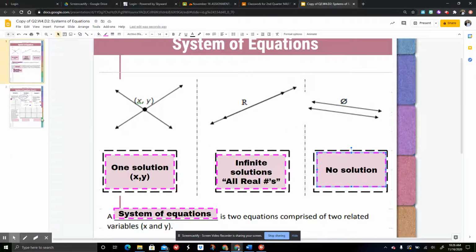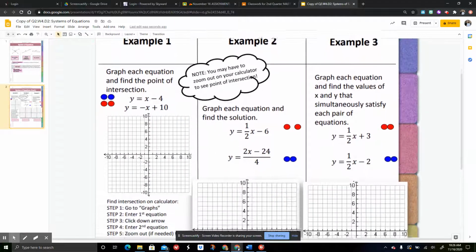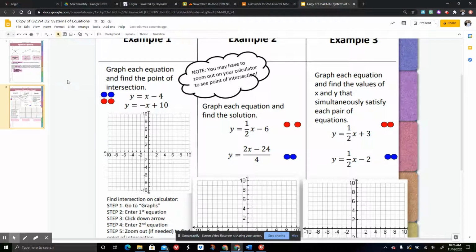Okay, so now we're going to go to the next slide where there are some examples. It says graph each equation and find the point of intersection. I'm going to assign the blue dots to this equation. I'm just going to start with the y-intercept. This y-intercept is -4, so I'm going to put my blue dot at -4.